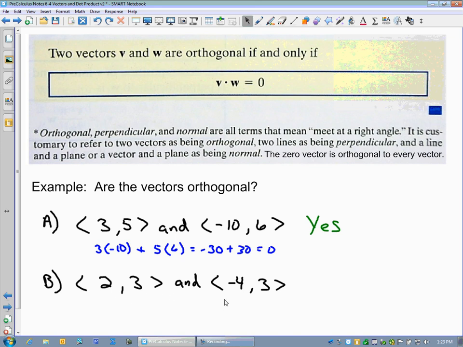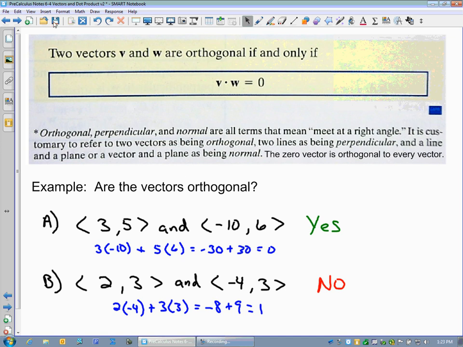Next we have these two vectors. 2 times -4 plus 3 times 3 would be -8 plus 9, which is 1, which is not 0. It doesn't matter whether it's positive or negative, just as long as it's not 0, then we can answer our question, no, they are not orthogonal. So these two vectors do not meet at a right angle.